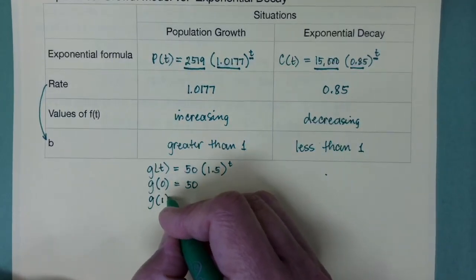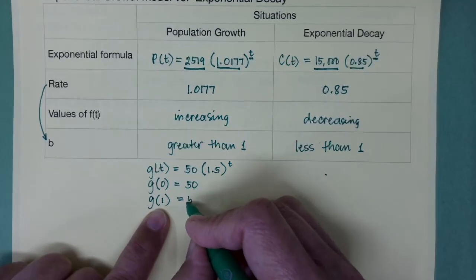All right, what if we have g of 1? So g of 1, so t is equal to 1.